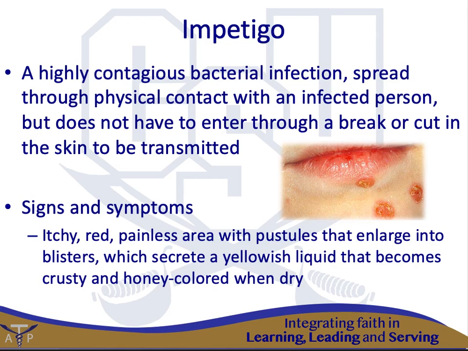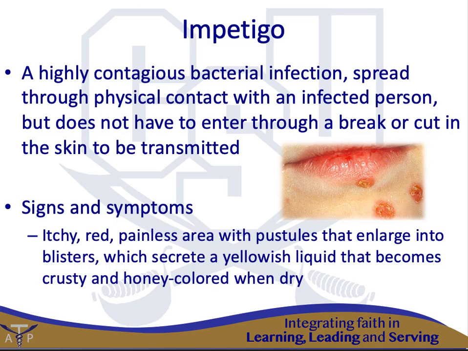Impetigo is caused by Staphylococcus aureus, or staph bacteria, and secondly by Streptococcus pyogenes, which is strep bacteria. This infection can occur at any age, but most commonly in children and adults who have skin-to-skin contact with other adults. It is a very highly contagious infection and is spread through physical contact with the infected person. The bacteria do not have to enter through a break or cut in the skin to be transmitted. Therefore, because it is highly contagious, we must not have the athlete participate until they are cleared by a physician.